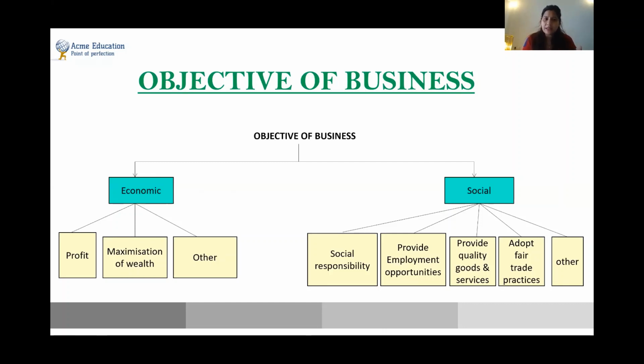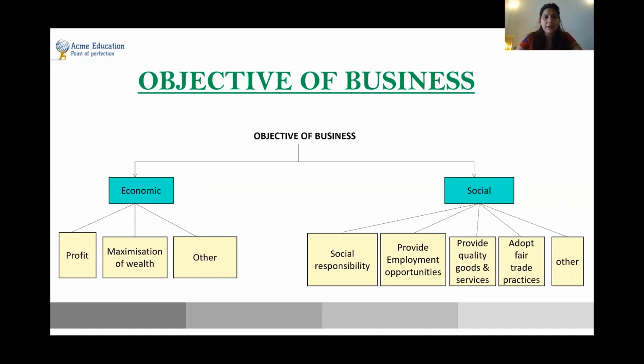So I'll start from the first topic, that is economic objective, which includes profit. As I've already discussed previously, profit is nothing but the difference between the cost price and the selling price. And profit is the lifeblood of the business, because if there is no profit, the business will not be able to survive for long. So profit is an objective of doing business.